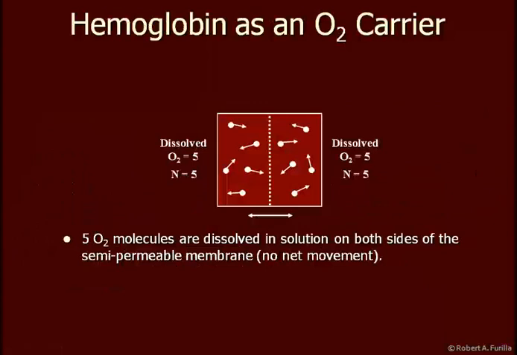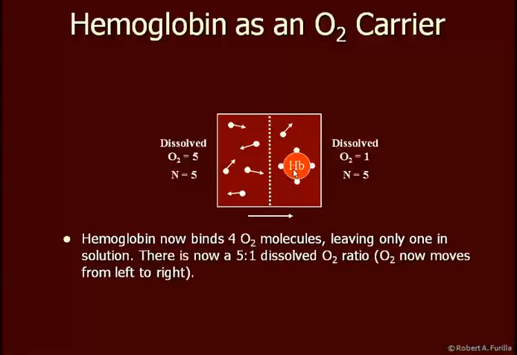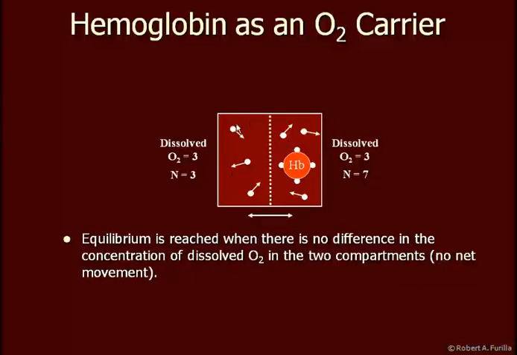So let's assume now, for this example, I've got 2 compartments with a semi-permeable membrane that is permeable to oxygen. And at this point, there are 5 molecules of oxygen on this side and 5 over here. So my N equals 5 in both sides. If I drop a hemoglobin molecule into this compartment right here, it will pick up 4 of those molecules of oxygen, leaving only 1 dissolved. Now oxygen is 5 times higher on this side than this side. Oxygen will begin to move. Now we've got 3 and 3, but the total amount of oxygen carried is now 7. 3 in solution plus 4 in hemoglobin.